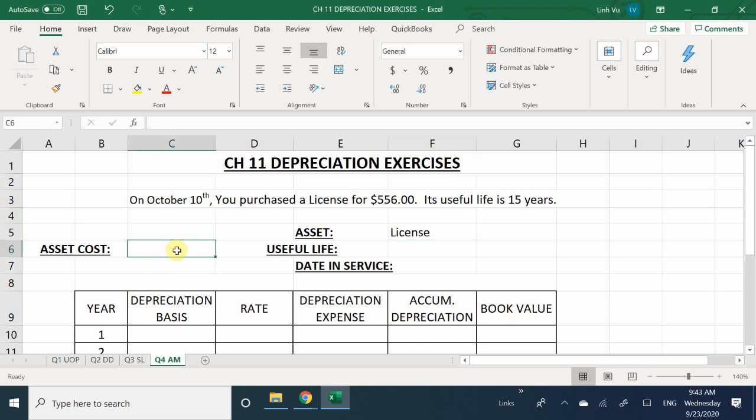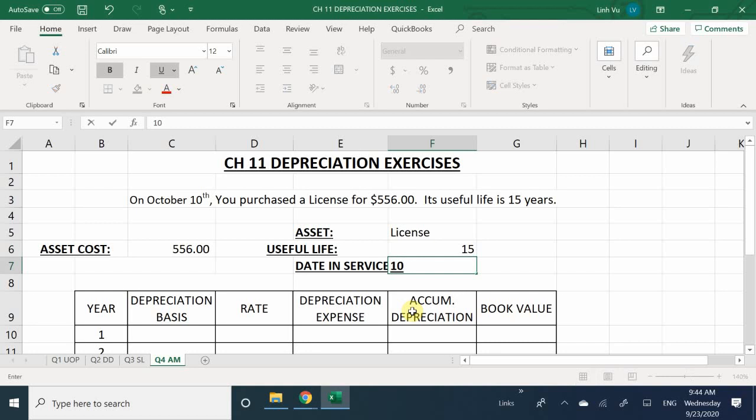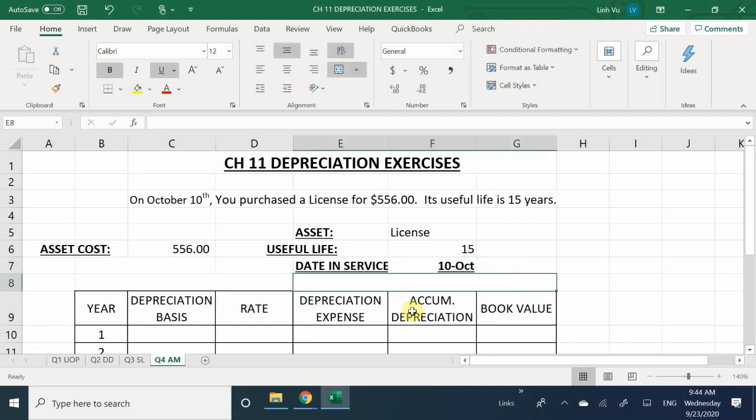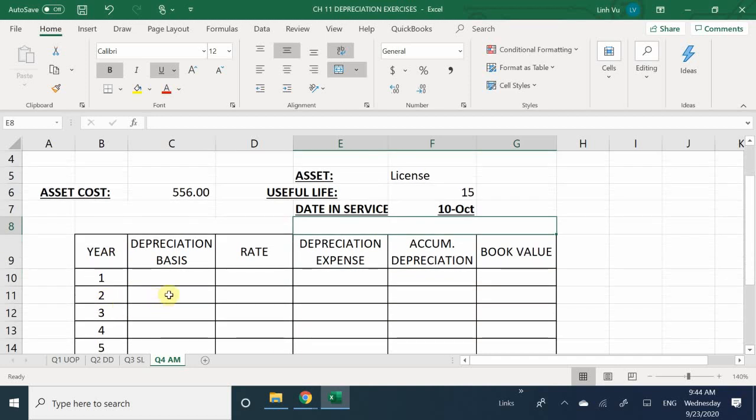What is my total cost of my asset? 556. And what is its useful life? 15 years. And when did we buy it? October 10. So if we did it on October 10, everything applies, and we're acting as if this is the same thing as straight line. So what does it mean if we start it on October 10? Start calculating from October.